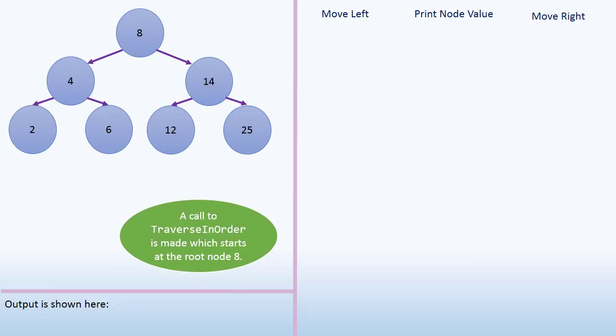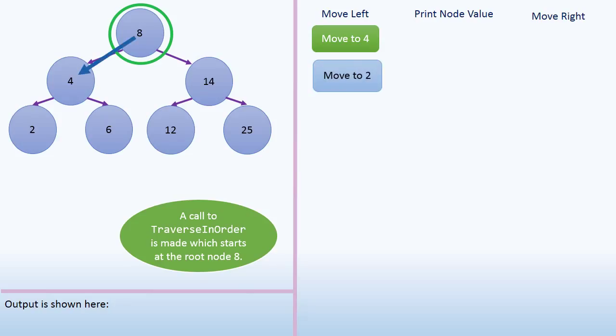Now, we start with a call to the private helper method, traverse in order, which starts us at the root node 8. So we're in the first method call. The first thing we do is move left, which is move down to node 4. This sets off another call, which will move down to the left subtree, node 2.